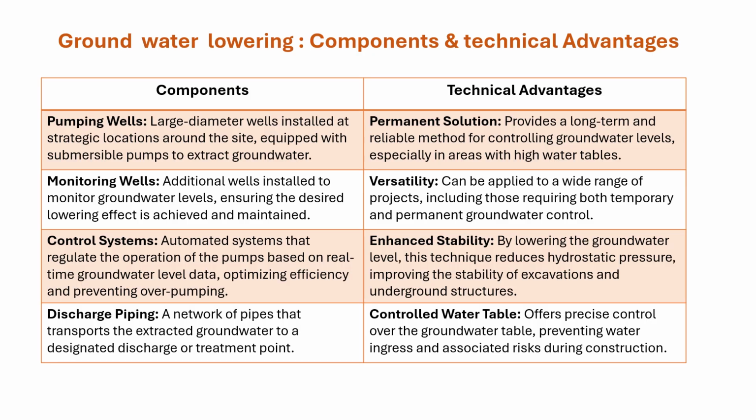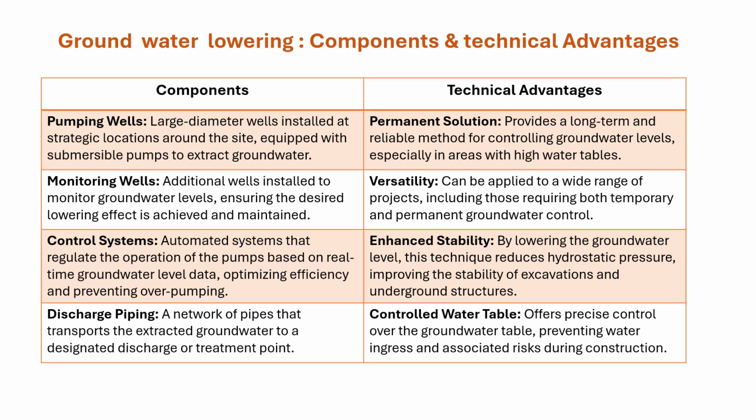Why is it good to use this type of dewatering system? Because it acts as a permanent solution. It provides a long-term and reliable method for controlling groundwater levels, mainly if the construction area includes high water tables. They can be applied to a wide range of projects, and they enhance stability by lowering the groundwater level. Thus, they reduce the hydrostatic pressure, and they improve the stability of the excavations and the underground structures.